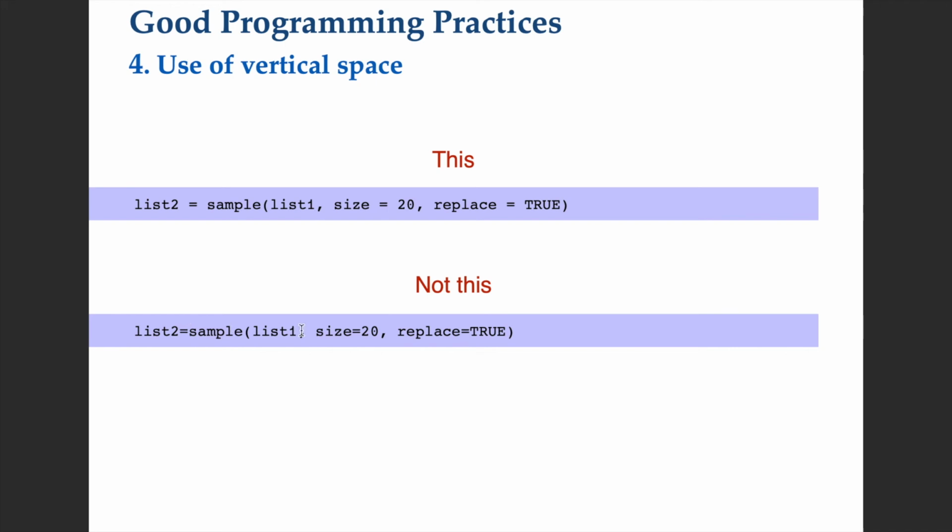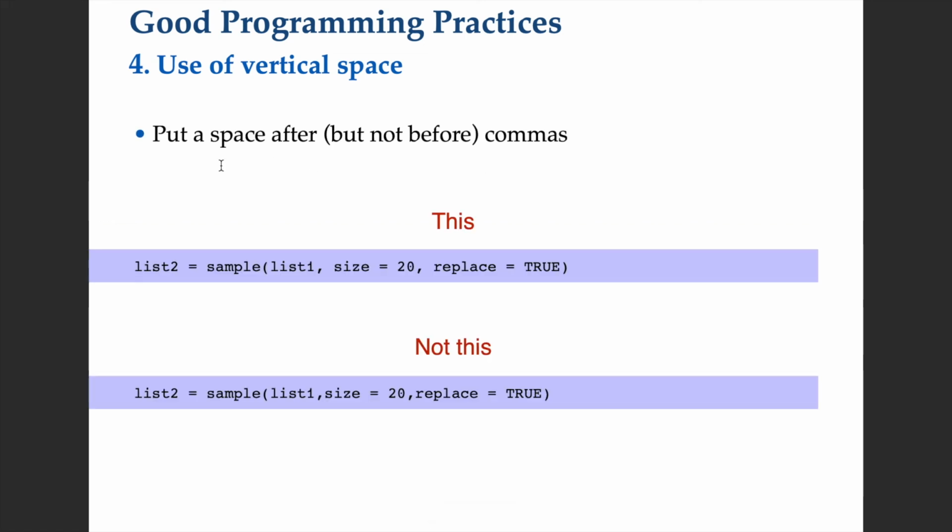Here, if we don't have any spaces around these assignments, it can get easy to get lost and lose track of where different things are, whereas it's much easier to read if you have space between these assignments. You should also put a space after but not before commas, right? Having a space here and here makes it easy to separate out what's what. Whereas here, if there's no space after the comma, it makes the code harder to read.